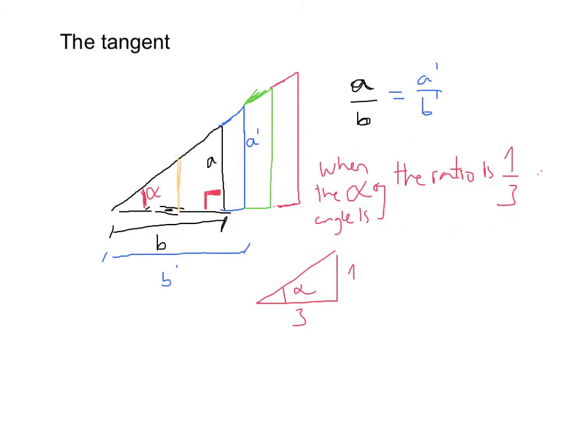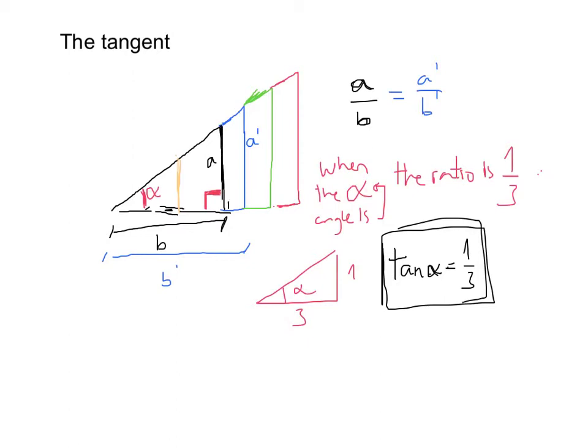And we say, and hopefully at one point you will really understand why we use this word, we say tan alpha is equal to 1/3. And this word here means tangent. So this is the definition of what a tangent is. It's simply the opposite side to the angle divided by the adjacent side to the angle. That gives me a ratio.